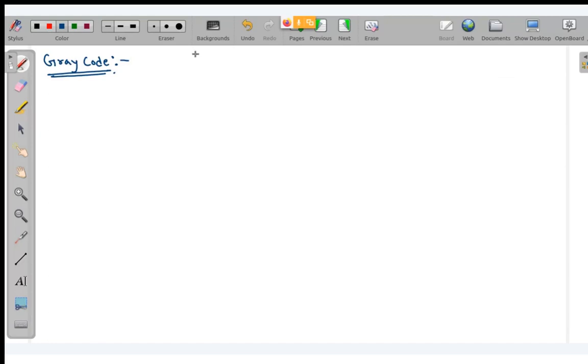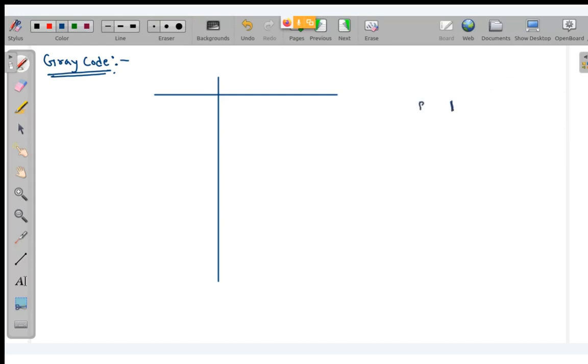It is a kind of reflective code. Okay, reflective code. Now, what do we mean by that? Okay, so before that, let me show you how to convert a binary string to a gray code string.